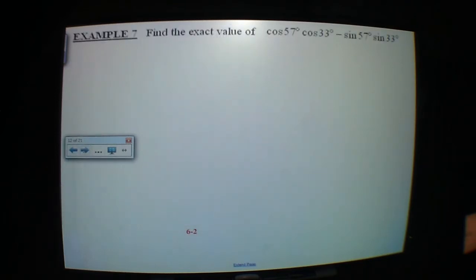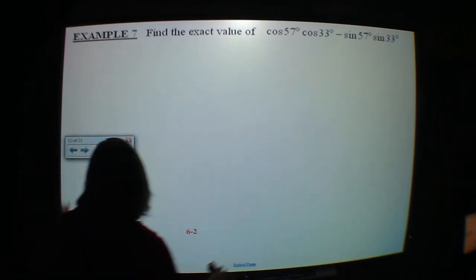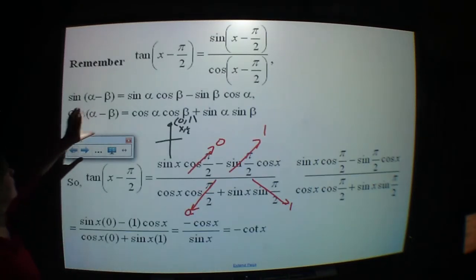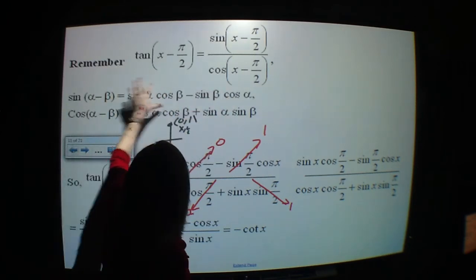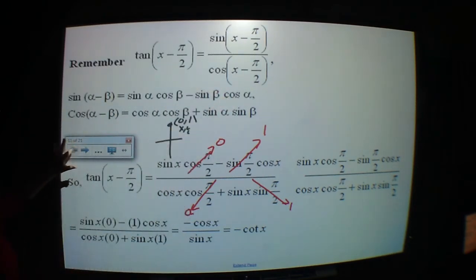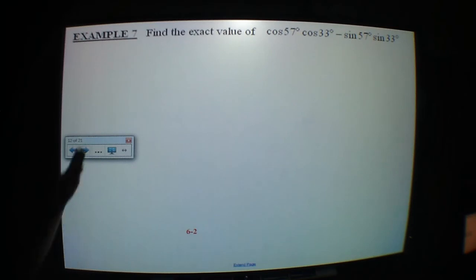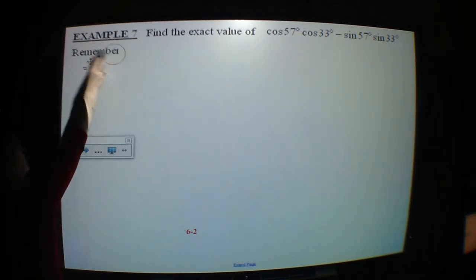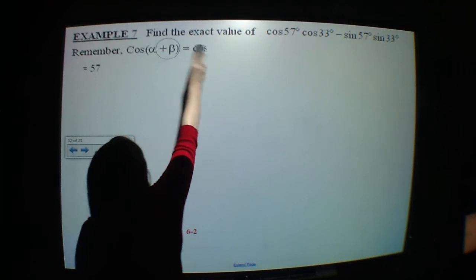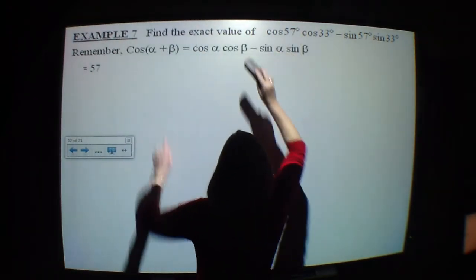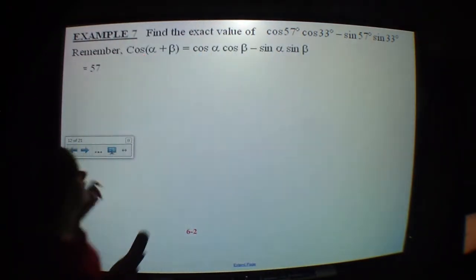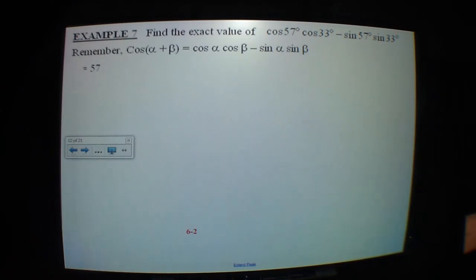Last example that I want to do for this video. Find the exact value. One of the trig functions has a cosine, cosine, minus sine, sine. So instead of looking at this side of the formula, I'm looking at this side of the formula. Let's figure out which one that is. That is a cosine, and I hope you remember that it is a cosine of the sum. So I'm given this side. This is the side I need to find, the cosine of alpha plus beta. Alpha is 57, beta is 33.